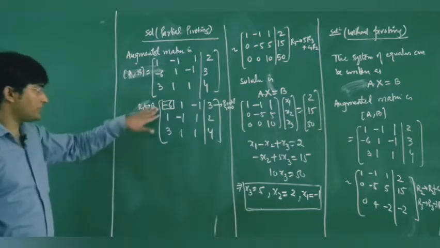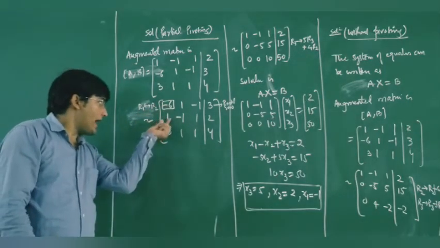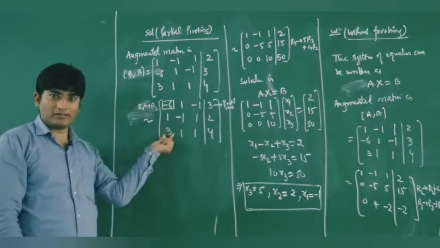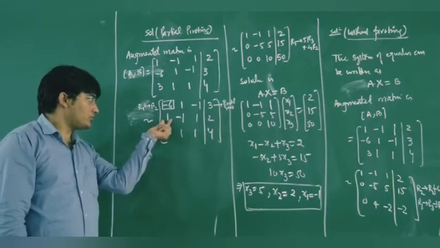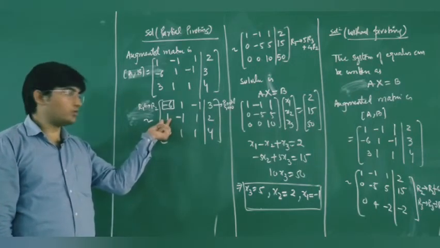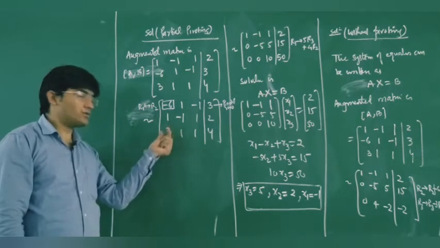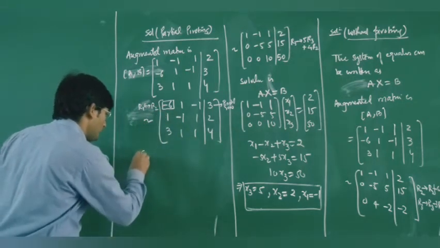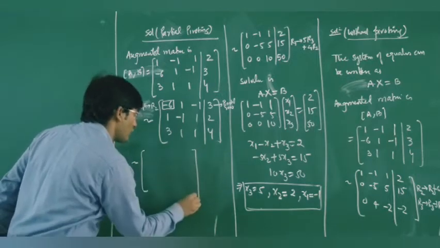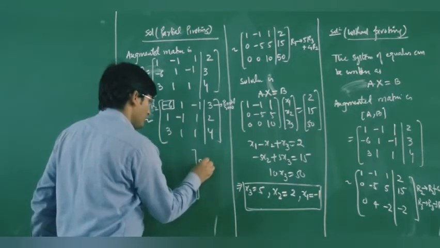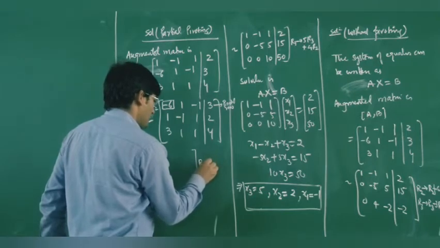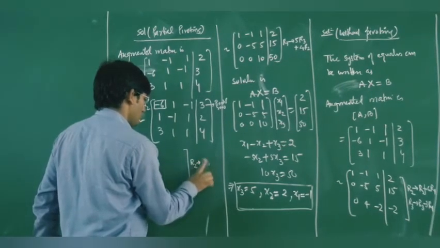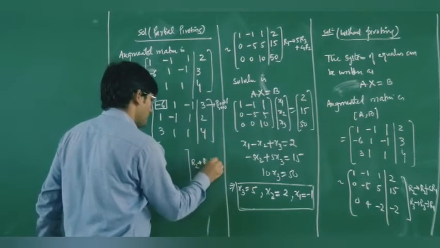Now with the help of this minus 6, we will annihilate these two elements. So that means we will try to make this 1 equal to 0, and then again we will try to make this 3 0 with the help of this minus 6. So for that we will use the operation. Now in R2 we will use the operation R2 plus 1 by 6 of R1.